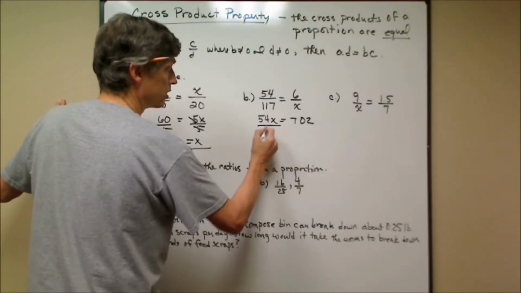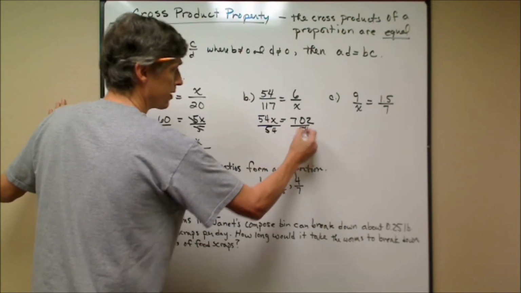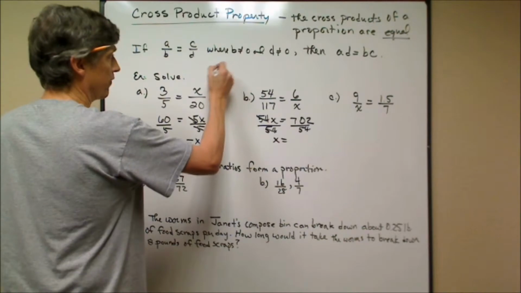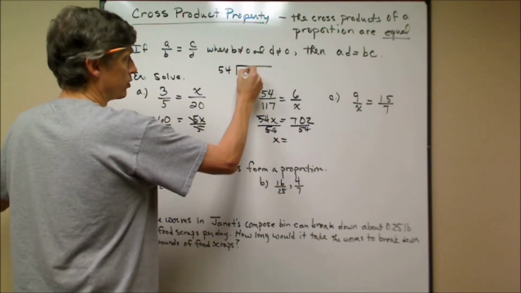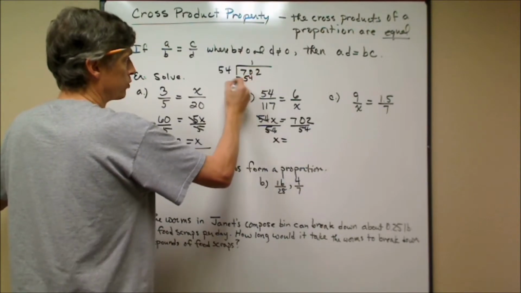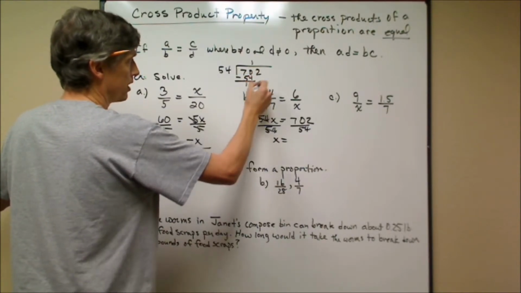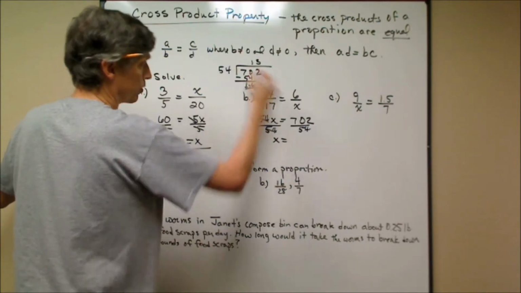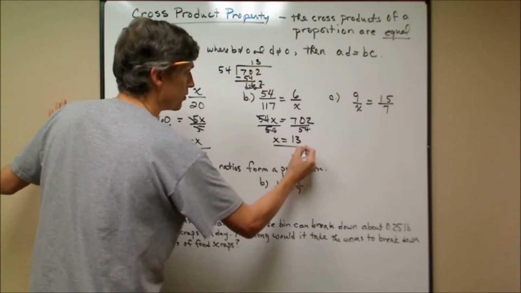I'm going to divide both sides by 54, and I get x is equal to, now 54, yikes, 54 into 702. We'll use these big numbers. 1 here, 54, subtract, that's a 6, that's a 1, that's a 2. Looks like it goes in 3 times on the nose. All right, so 13. And there's my answer right there.